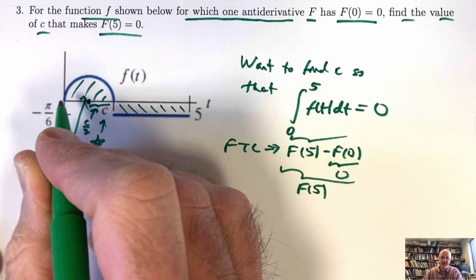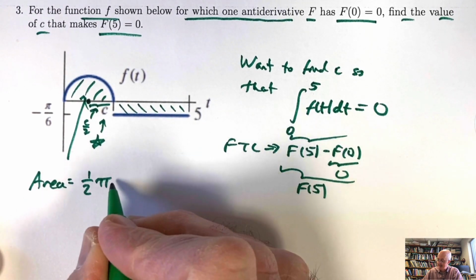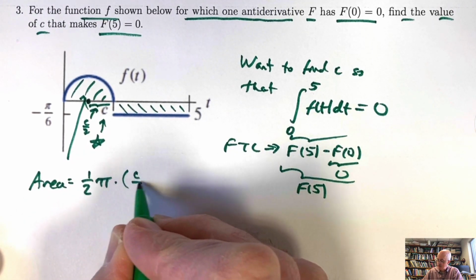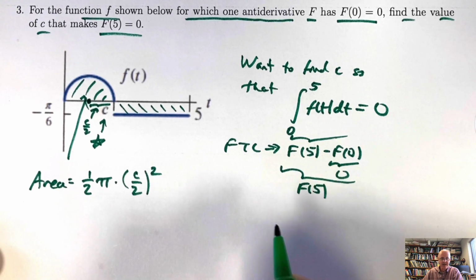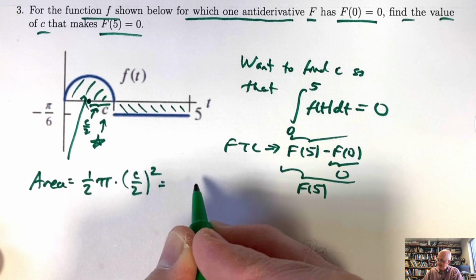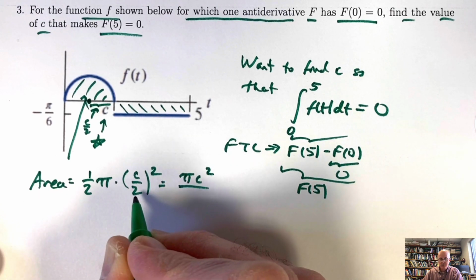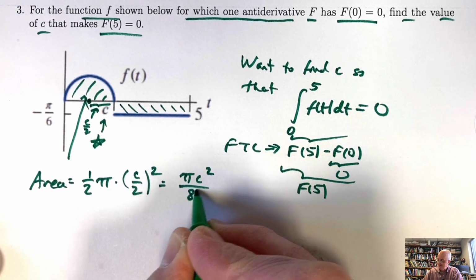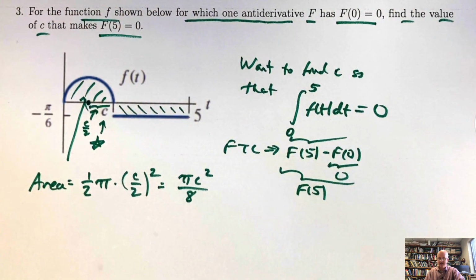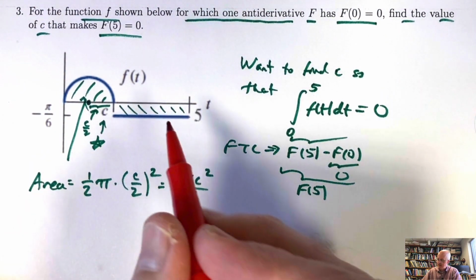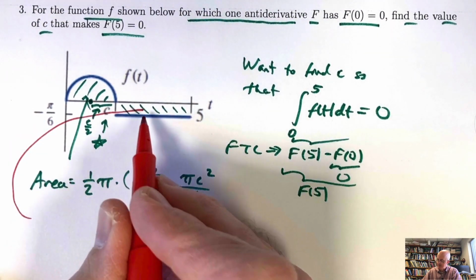That is assumed to be a semicircle, by the way, if you didn't realize that. C over 2 is the radius. That's got to get squared. This simplifies to pi times c squared over 2 squared is 4 times another 2 is 8. That's what that area is as a positive quantity. What about this area as a positive quantity?